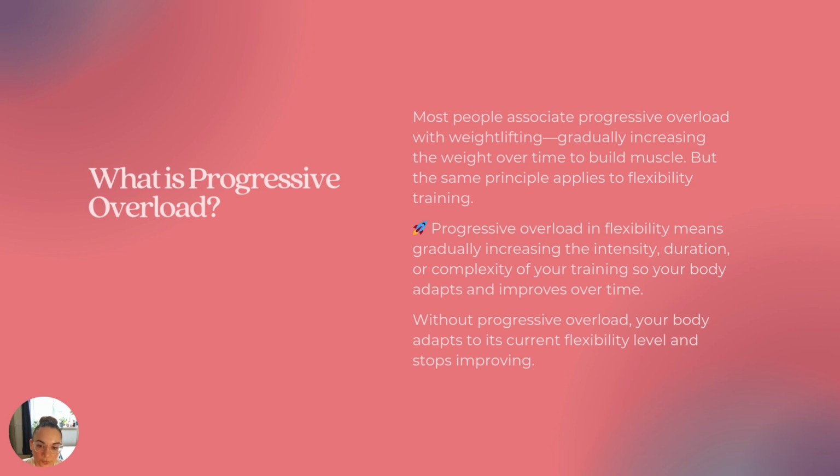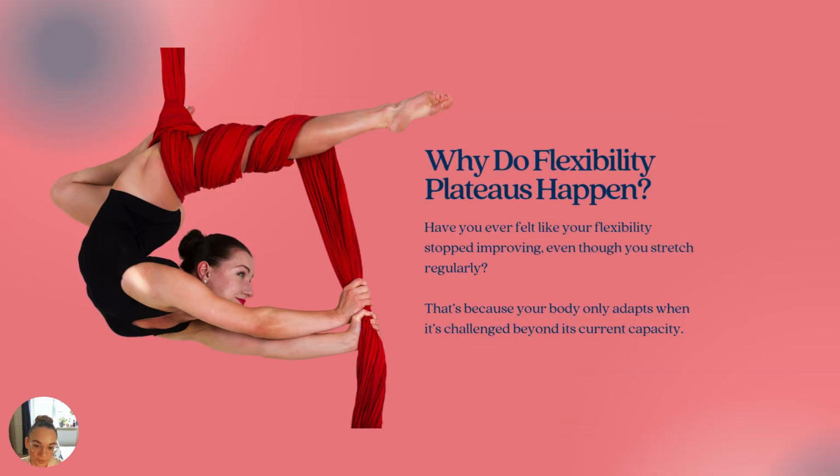So progressive overload is always associated with weightlifting, which means gradually increasing your weight or your amount of reps, your amount of sets, or reducing the amount of time you take a break. But the same principles apply to your flexibility training. With progressive overload, we can gradually increase the intensity, the duration, or the complexity of your training so your body learns to adapt and your flexibility will improve over time. Without that progressive overload, your body will just adapt to its current flexibility level and it will stop improving.